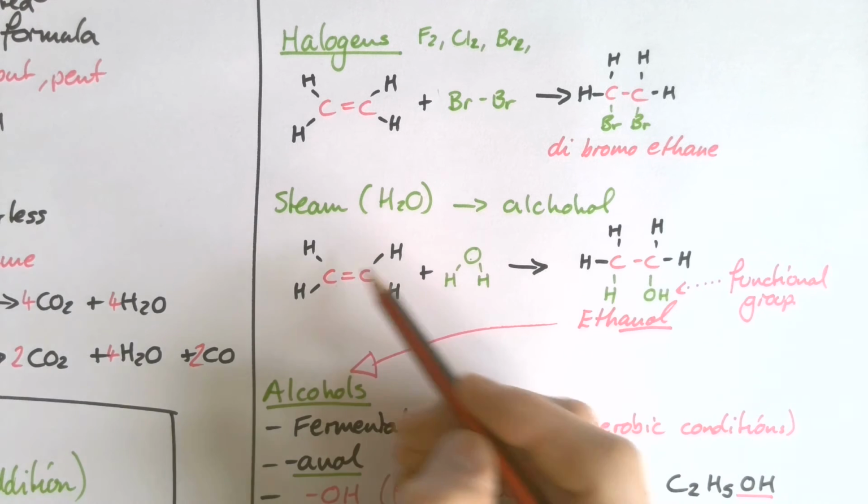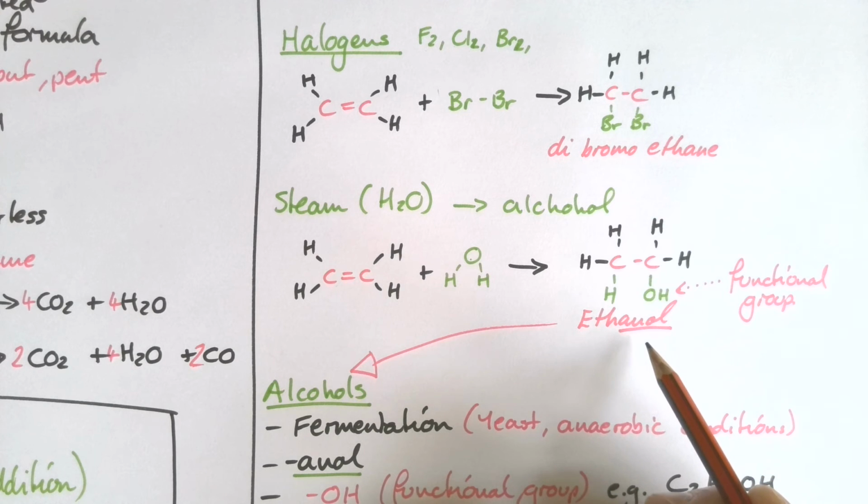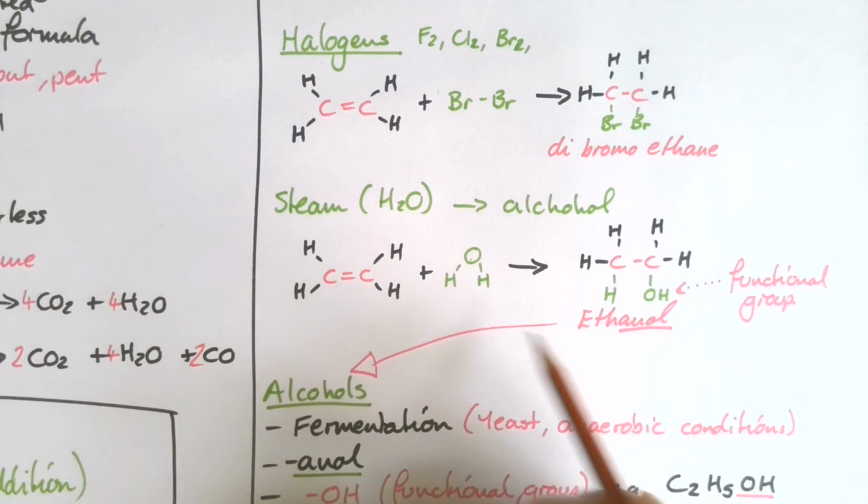We also changed the name now, so it's not ethene anymore, it is now ethanol. So we keep the prefix at the beginning, but we change the ending to anol. So now you're going to go from butene to butanol, pentene to pentanol, and so on as well.